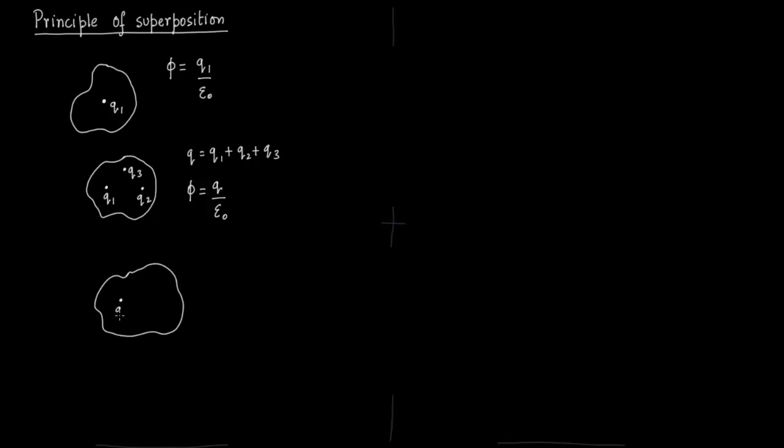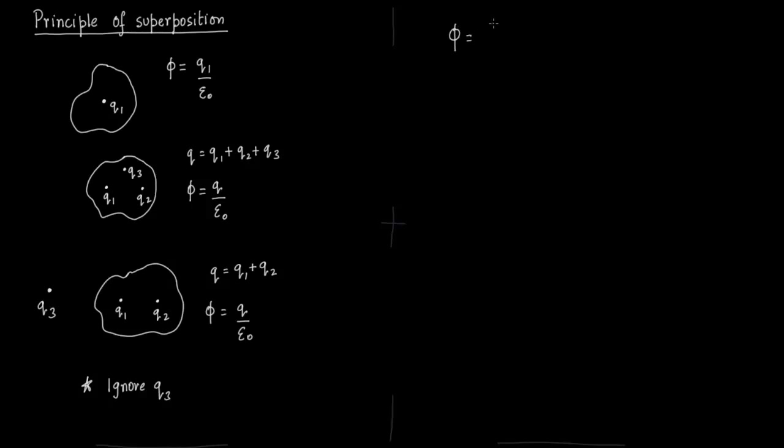Now say the surface has two charges inside, Q1 and Q2, and there is a charge Q3 which is outside the surface. In this case, you write total charge Q as Q1 plus Q2 and the flux is Q over E0. So notice that we are ignoring the charge Q3 which is outside the body. So it is only the charges inside the body which will contribute to flux.